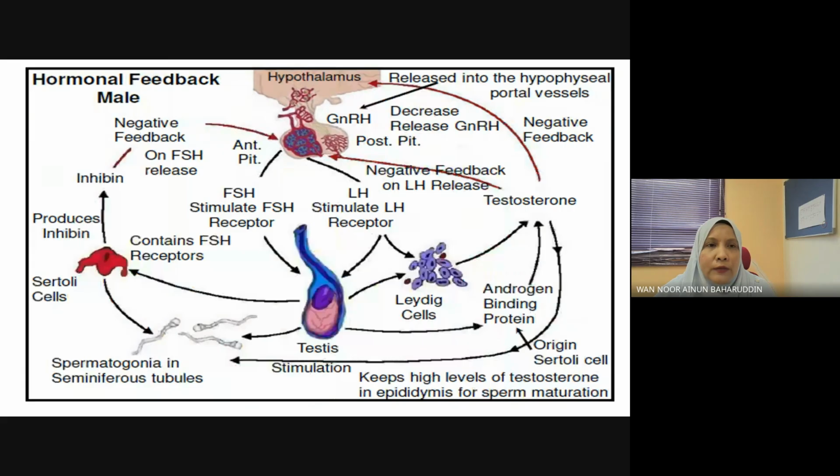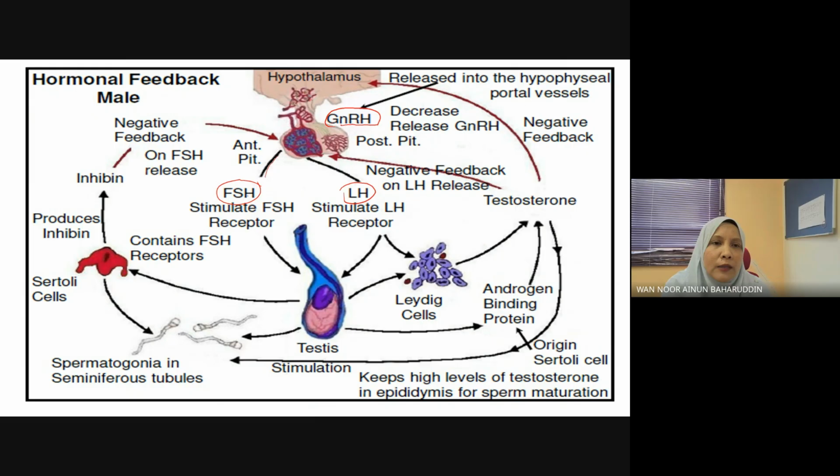These are all of the hormonal feedback in male and female. The one that I have said before. Okay, from the hypothalamus, being activated to induce the generation of gonadotrophin releasing hormone. This gonadotrophin releasing hormone targets the anterior pituitary. Okay, they will release hormone LH and FSH.